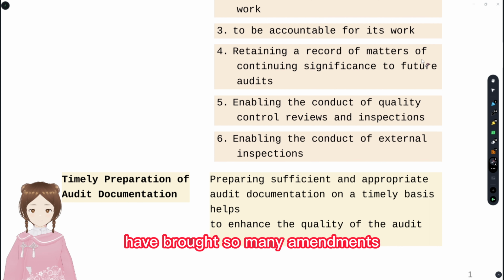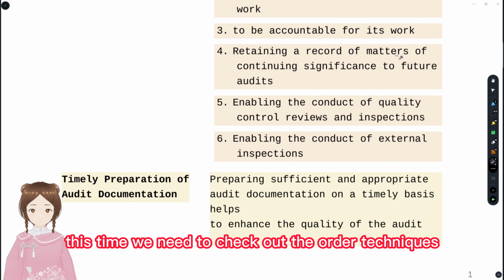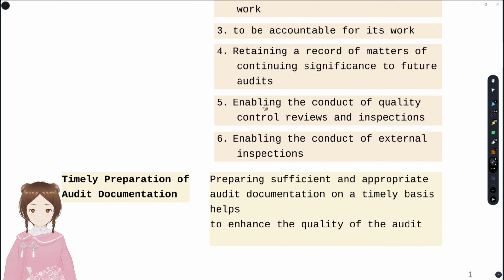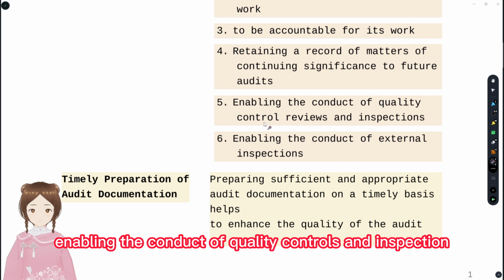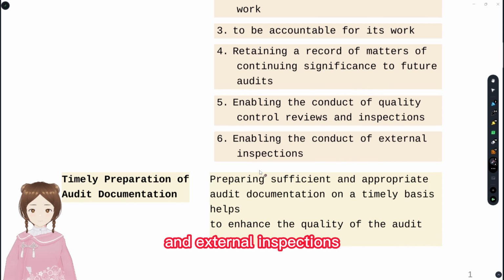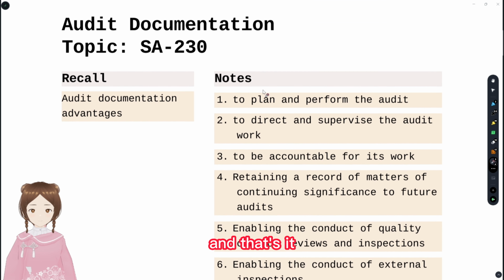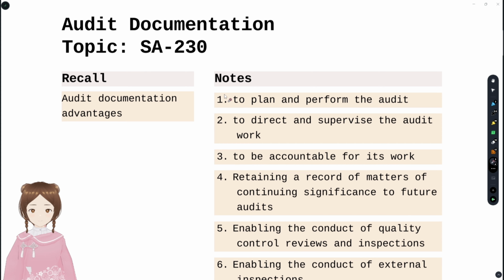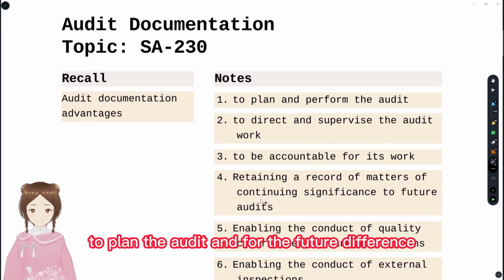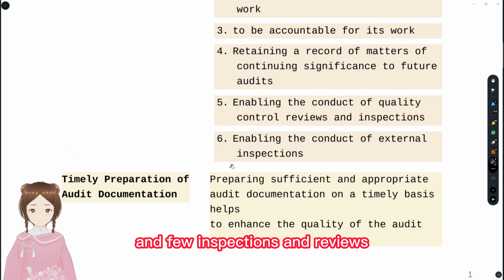Obviously, peer review has so many amendments this time. We need to check out the audit amendments video there. But moving on to here, enabling the conduct of quality control reviews and external inspections. And that's it. These were the advantages of audit documentation: to plan the audit, for future reference, and for a few inspections and reviews.